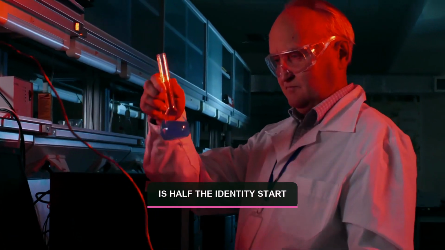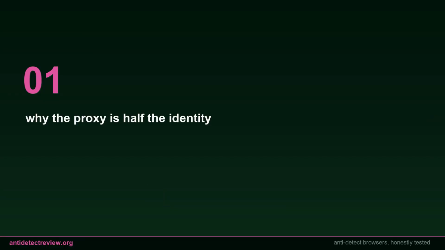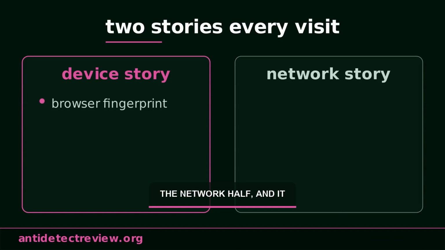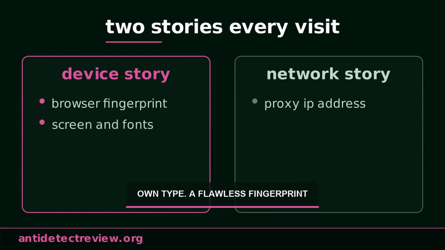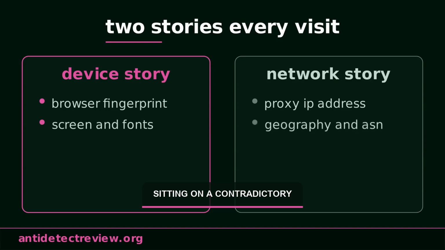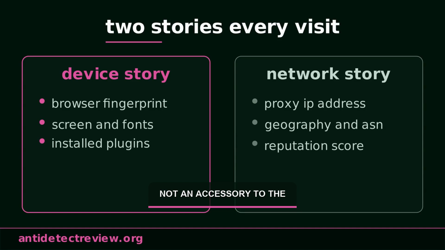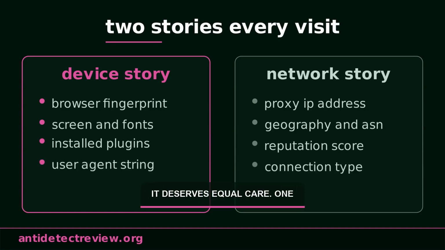Why the proxy is half the identity. Start with the core idea. A platform reads two stories about every visitor, a device story from the browser and a network story from the connection. The fingerprint is only the device half. The proxy is the network half, and it carries its own geography, its own reputation, and its own type. A flawless fingerprint sitting on a contradictory proxy is often a bigger red flag than an average setup where both halves agree. So the proxy is not an accessory to the browser, it is the other half of the same identity, and it deserves equal care.